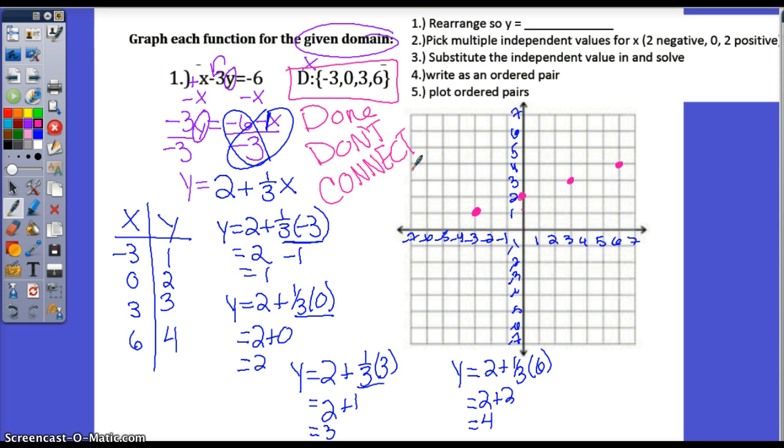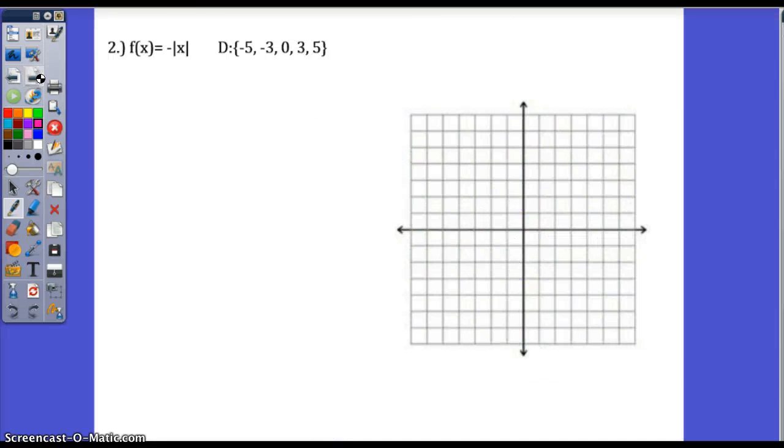Let's go ahead and do another one. We again have a domain, so we know that it's going to be dots. Right away I'm going to think about that. Here my f of x equals negative absolute value of x, so I don't need to do any rearranging. So let's make our table, x, y. We know x has to be negative 5, negative 3, 0, 3, and 5.